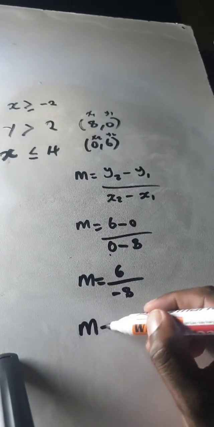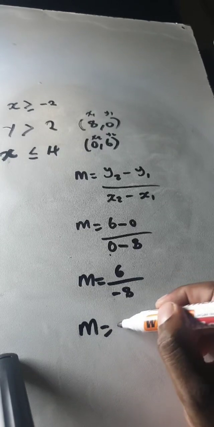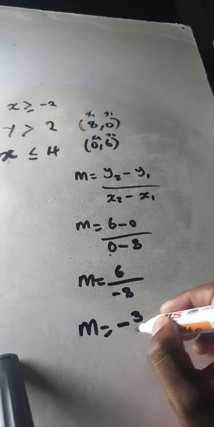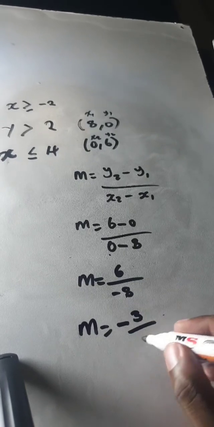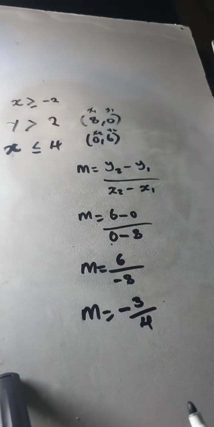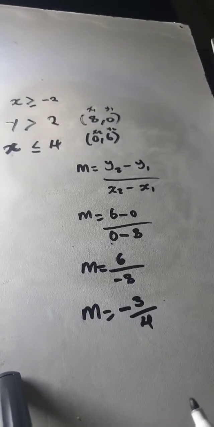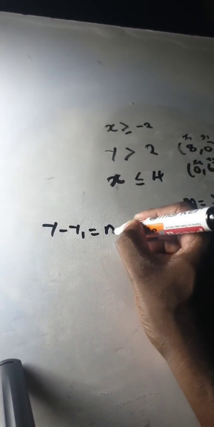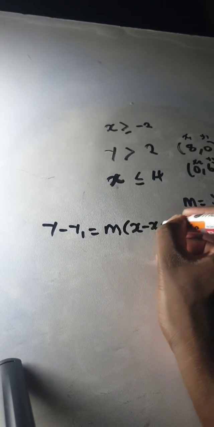So gradient is equal to positive divided by negative, which is negative. 2 into 6 is 3. 2 into 8 is 4. So our gradient is negative 3 over 4. Now that we have found the gradient, we now use the equation of the line. How? We are going to say y minus y1 equals gradient, open bracket, x minus x1.